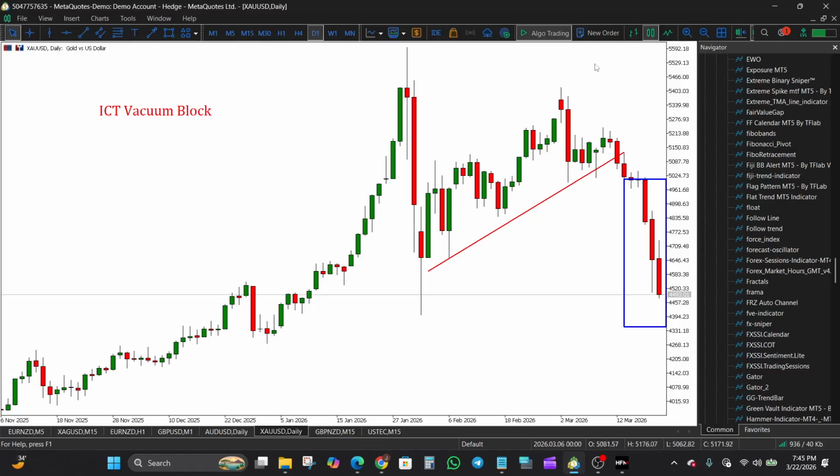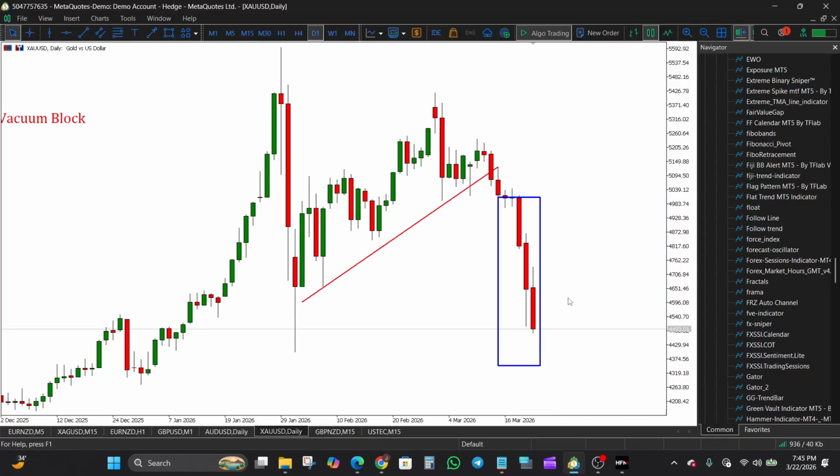Later, when price returns to that area, it may react quickly again because the same lack of liquidity still exists. So traders watch these zones as potential areas where price may move rapidly once more. Another reason traders focus on vacuum blocks is because they often appear during strong trends. When the market is moving with momentum, it tends to leave these fast moving zones behind, and those areas can become important reference points later.